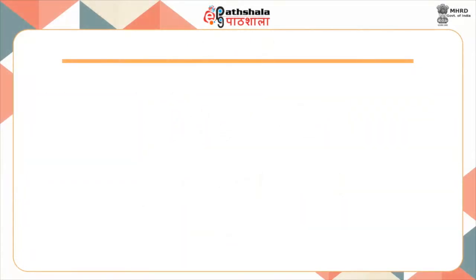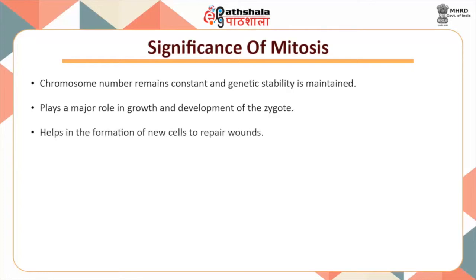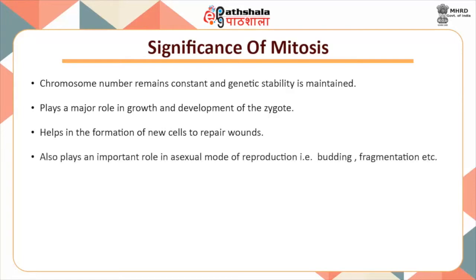Now, we will discuss the significance of mitosis. First, as mitosis takes place in all somatic cells, the daughter cells which are formed have a constant chromosome number and are identical to the parent cell. It has very negligible chances of variation. Mitosis mainly takes place in those cells where growth and development is required, like in the zygote. It is even helpful in wound repair, and it is an important mode of asexual reproduction.